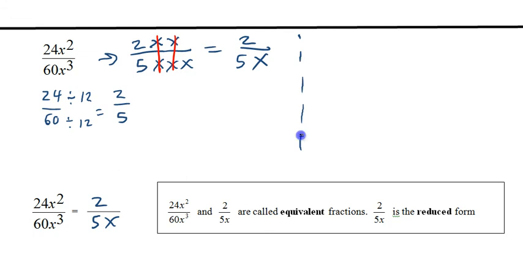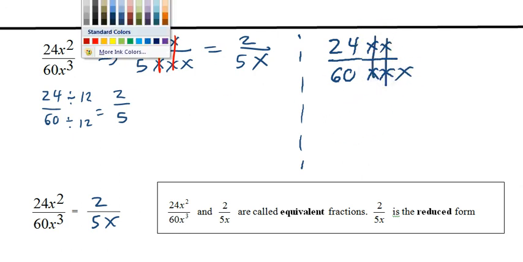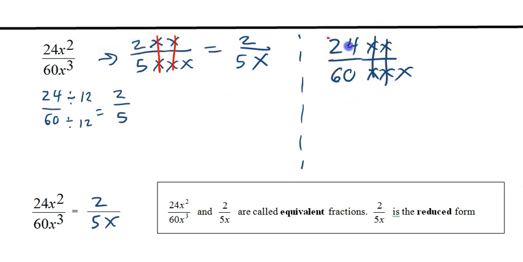Another way that you could do this is to just do it all at one point. Write out the x's, and then just slash. And then with the numbers, you can divide, but make sure you say it. 24 divided by 12 is 2. 60 divided by 12 is 5. So each of those is a little division by 12.